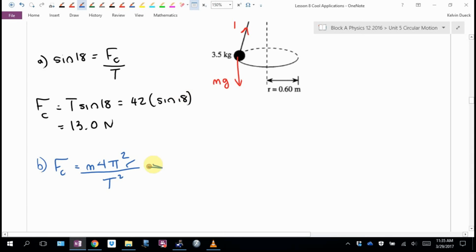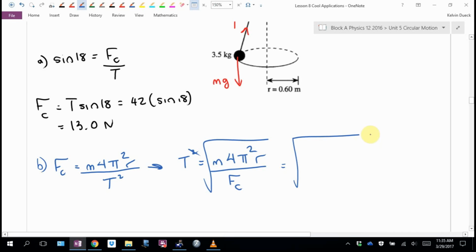To get the period by itself, I think I would multiply the T up to the top. m 4 pi squared R over FC. That's going to give me T squared. How to get rid of a squared. Yep. Julie, did they give me the mass? How big? Oh, okay. 3.5 and then 4 pi squared. Did they tell me R? Oh yeah, 0.6 divided by FC.